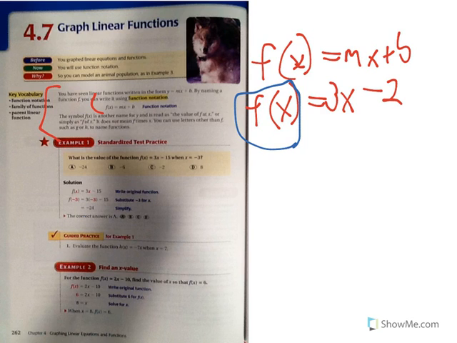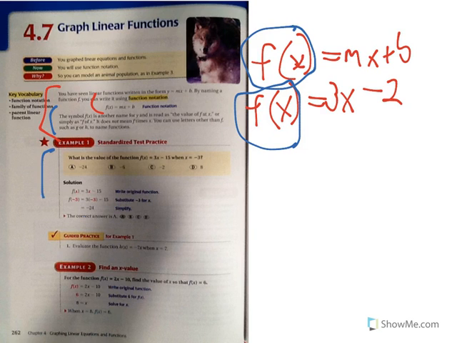I'm just going to read this off to make sure it's very clear. It says here, the symbol f of x is another name for y, and is read as the value of f at x, or simply f of x. It does not mean f times x. You can use letters other than f, such as g or h, to name functions. So just be careful when you see the f of x symbol, and know what it actually means.